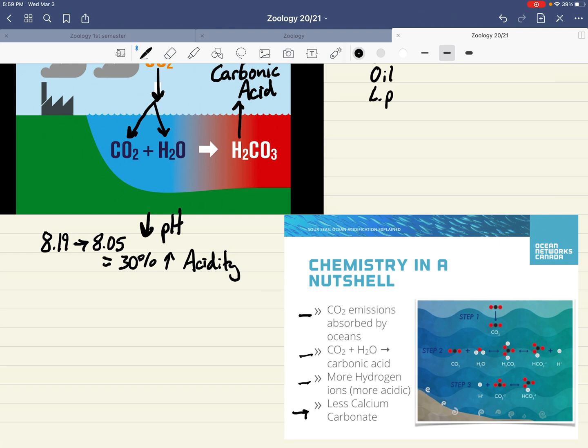And that right there ends up being a pretty big deal to mollusks. So does the water becoming more acidic. Okay, and I'm going to show you why.